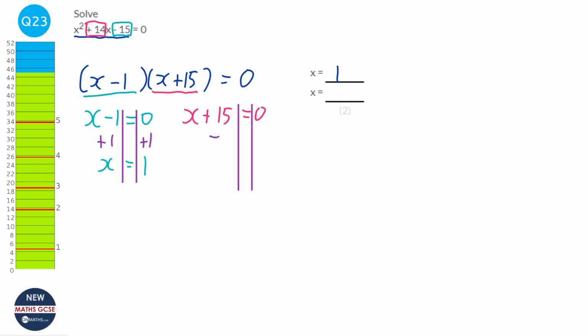So we're going to subtract 15 from both sides. And we get x equals minus 15. So that's our other solution.